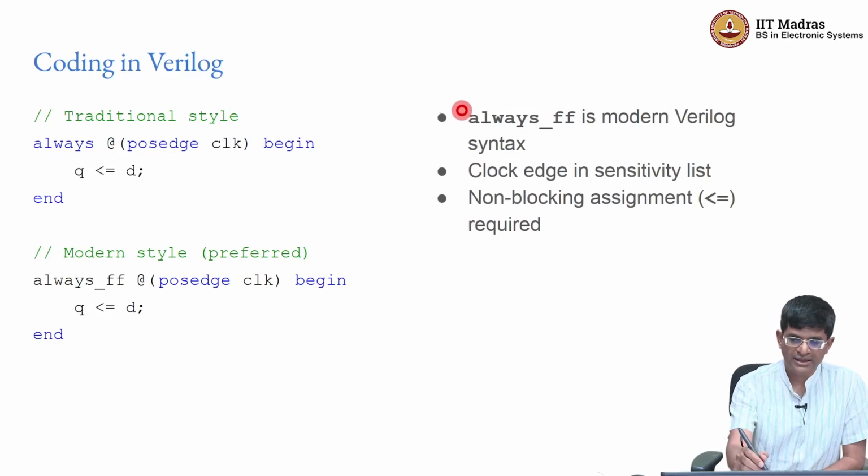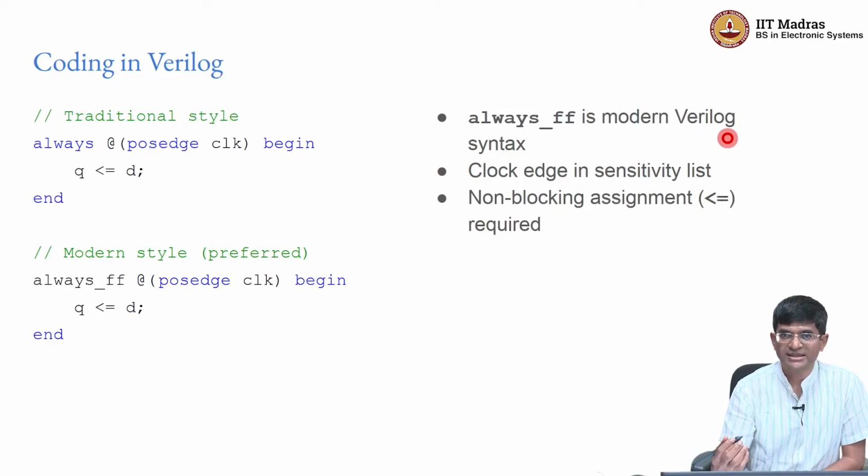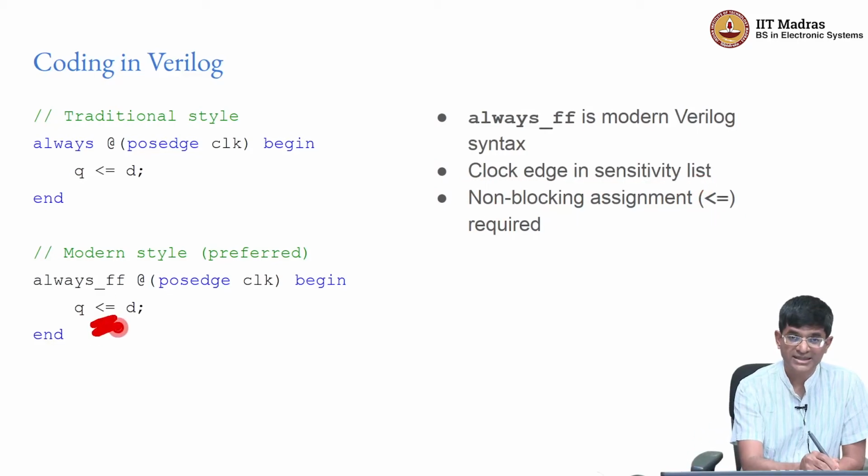So as I said, always_ff is the modern, actually SystemVerilog syntax, not exactly Verilog, but for all practical purposes here I'm treating SystemVerilog as sort of a superset of older versions of Verilog. Now this clock edge has to be in the sensitivity list and this non-blocking assignment is required. Well, even if you just put a regular equal sign over here, it will work, but it is going to be a source of errors at some point in time. So as a matter of habit, every time you want a flip-flop behavior, you use a posedge clock, and in here you essentially use non-blocking assignments.